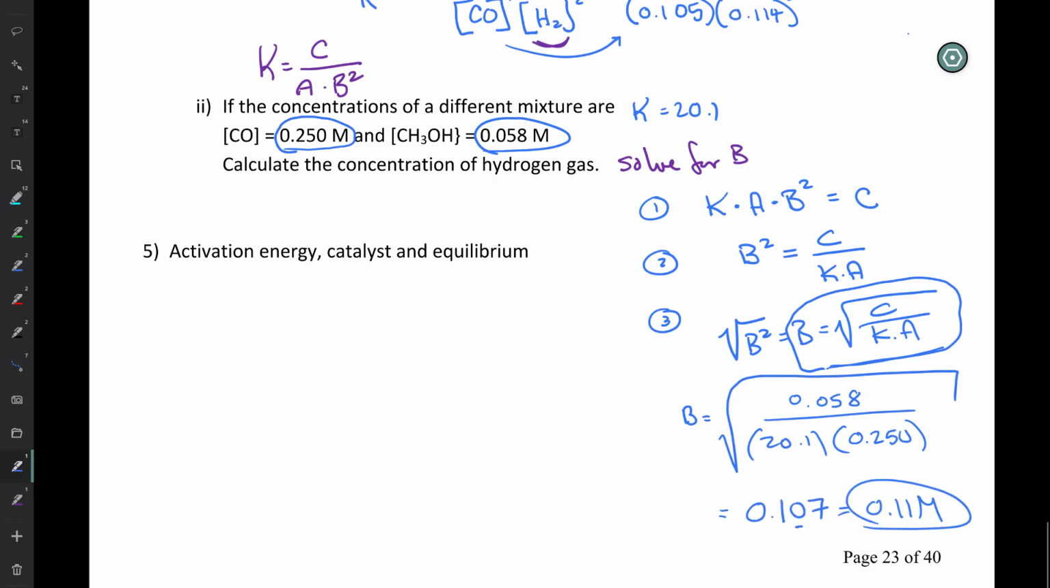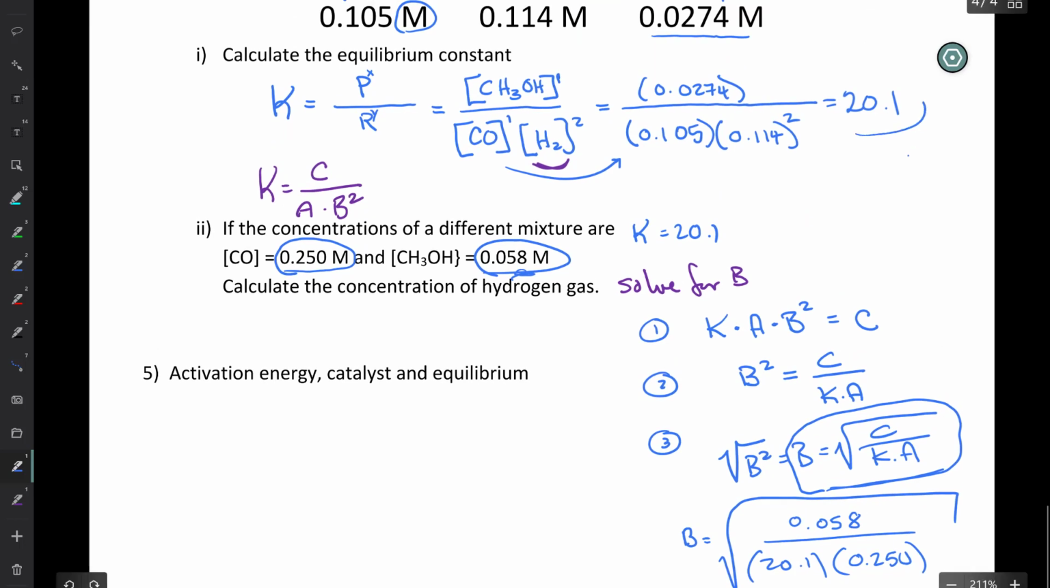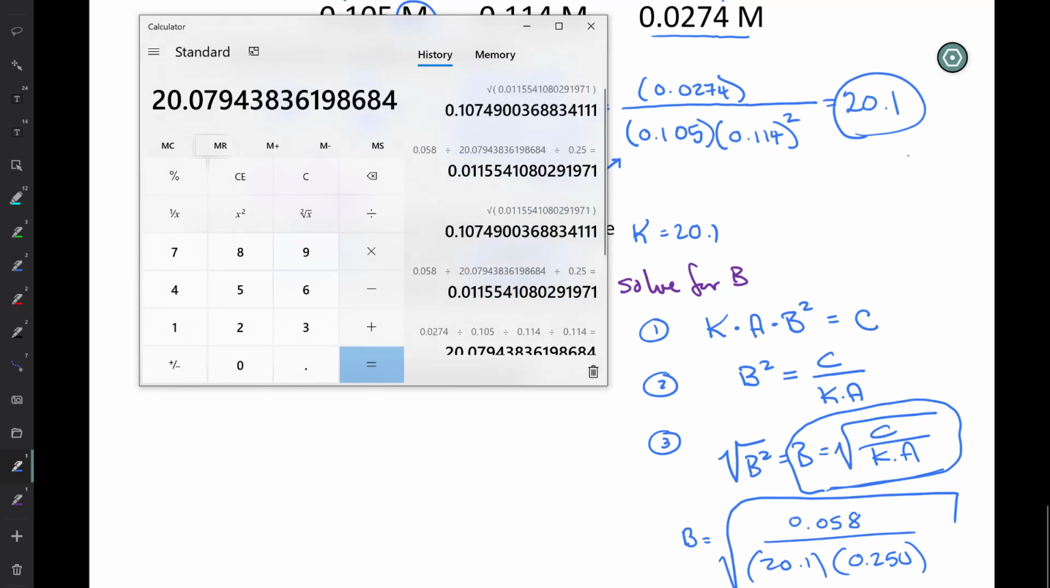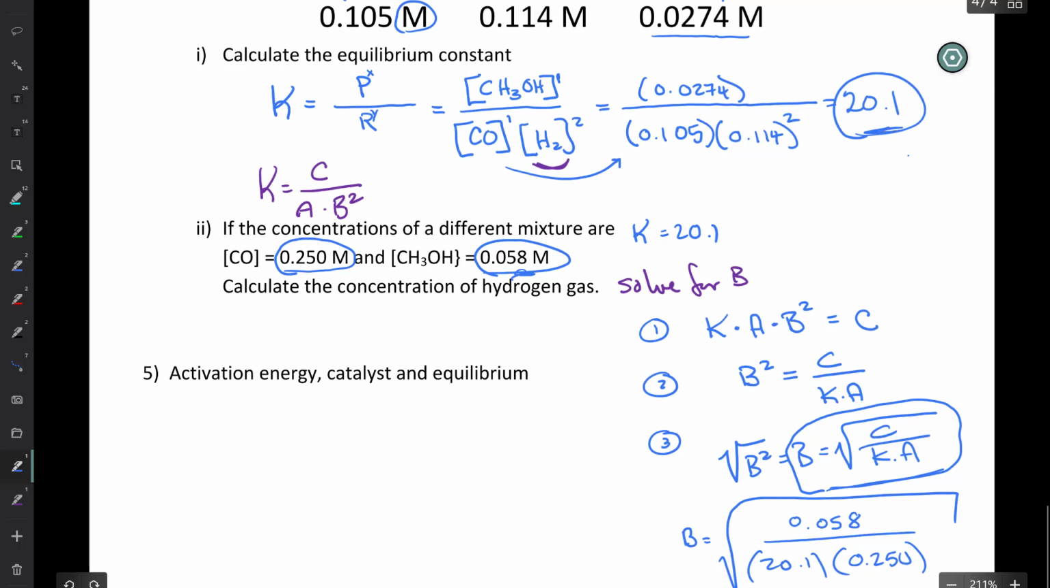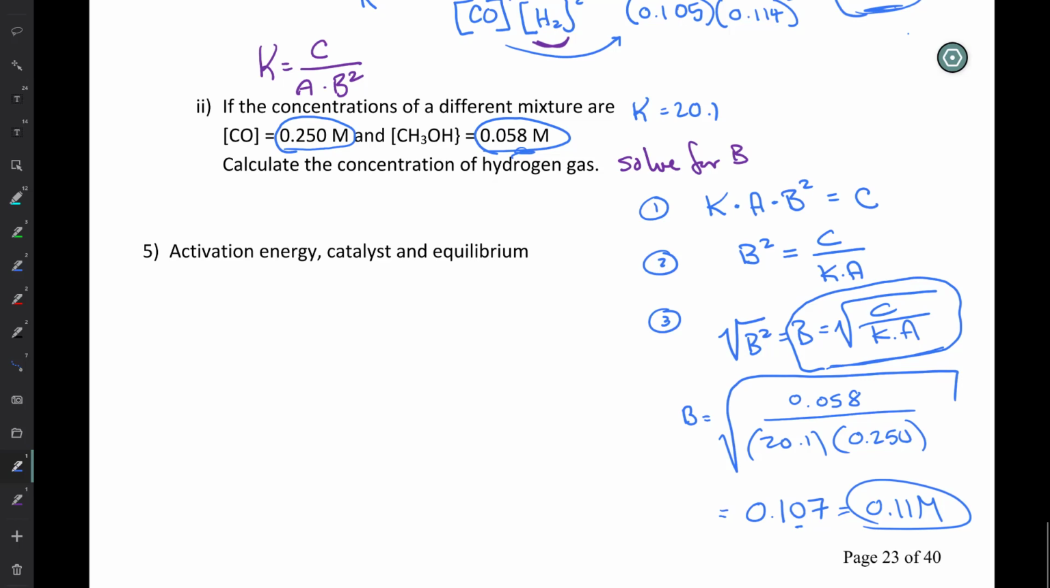So that's the answer that I got. It turned out to be 0.11 molar, molarity units. And I rounded it to two significant figures because the value 0.058 only had two significant figures. Now, if you didn't get that exact answer, you should go back and make sure that you use the unrounded value for K. When you calculate it, it should be 20.079. Since I reported the number up here as 3 sig figs, but the number I'm using in the calculations is actually the unrounded number that I stored in the calculator.